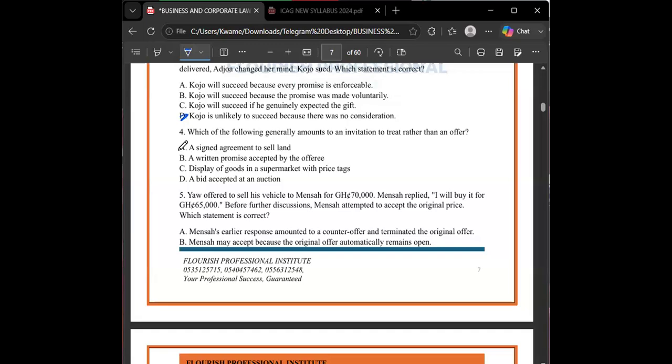Okay. Invitation to trade. Yes. So that's question 4. C. Display of goods in a supermarket with price tag. So it's just inviting you to come and buy. Just inviting you to come and buy. All right. Question 5.